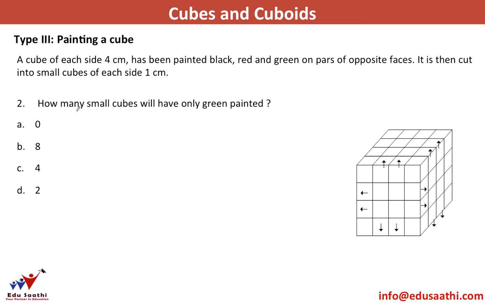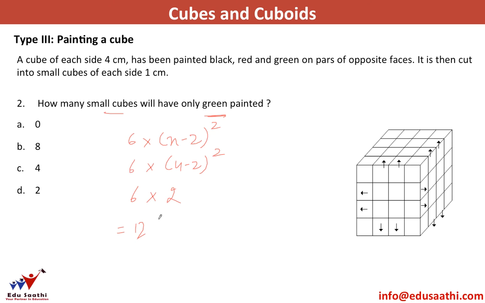So the next question here, how many small cubes will have only green painted? Now, again, we'll go by the approach we used in the previous questions. I'll first calculate how many cubes have only one side painted. So what is the formula? I have 6 faces into (n minus 2) whole square. What is n here? n was 4, so 4 minus 2 whole square. This gives me 6 into 2 squared, or 24.